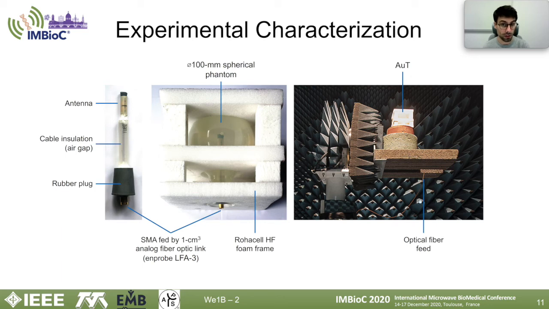And as the second measure to avoid this, the feed outside of the phantom is fully replaced by an optical fiber that connects to a miniature converter located at the SMA port of the phantom. The phantom itself is a 100 mm spherical jar that can be filled with tissue-simulating liquids. And for ease of use, we fix the phantom inside of electromagnetically transparent Rohacell foam.